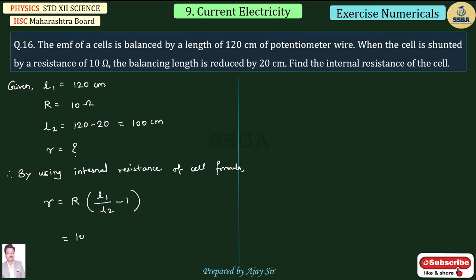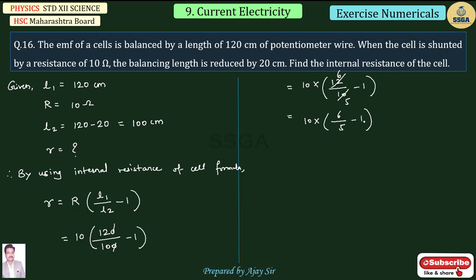R which is 10, L1 that is 120, L2 that is 100, minus 1. So let us solve this. So inside, this 0 and this 0 will get cancelled. So this is 10 which is outside, multiplied by 12 divided by 10 minus 1. So let us use table of 2. 2 6s are 12 and 2 5s are 10. So therefore 10 into 6 by 5 minus 1.